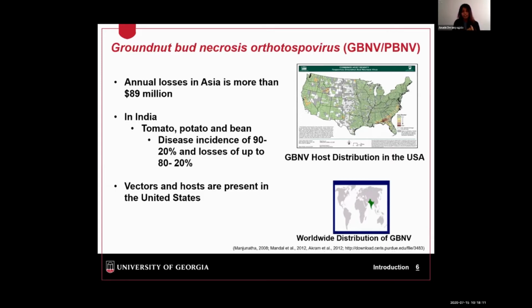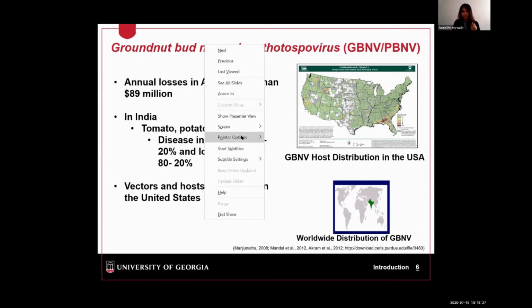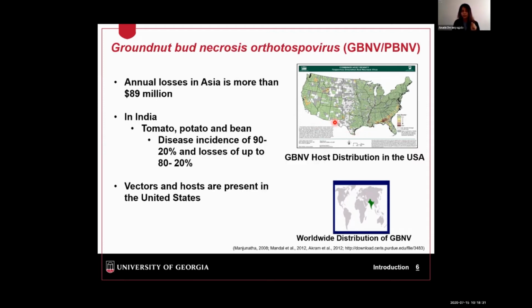And in some countries like India, when it comes to important crops like tomato, this can cause a very high disease incidence, around 90%, and a disease loss around 80%. The vectors I mentioned earlier are all present within the US. And other than that, this map shows the collective host densities within the United States of peanut, tomato, and potato. So in some states, there is a very high host density, which confirms the fact that GBNV, if introduced here, has a high probability of getting established.